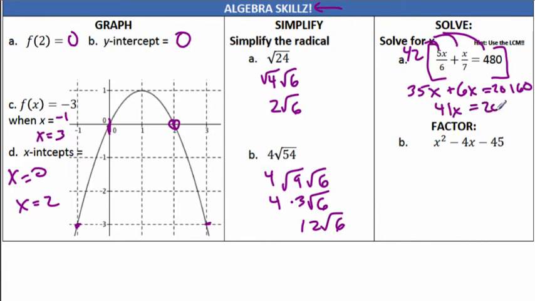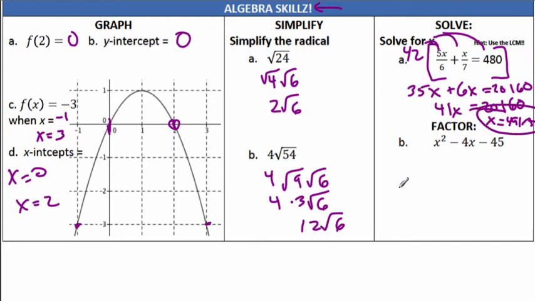So now when I put these together, what do we get? 41x equals 20,160. When I divide by 41, I'm going to get like 491. Is that right? Did I do that right? 491? We're going to get 491.7. That is crazy. Hey, but it is what it is.